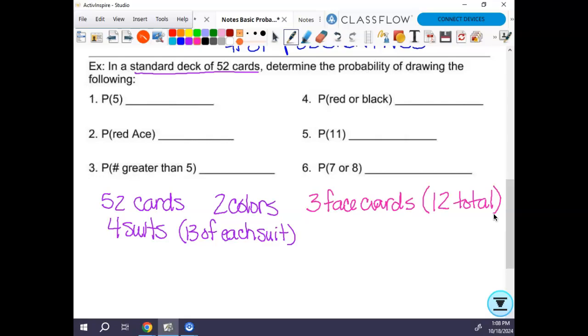Okay. So when we're looking at a standard deck of 52 cards, determine the probability of drawing the following. The probability of drawing a 5. How many 5s are there? 4. And that's out of a total of what? 52. Okay, so that's fairly simple, right? And so when you reduce all that, that gives you a 1 out of 13 chance of drawing that. And remember also, I'm going to kind of give you the final answers on this.